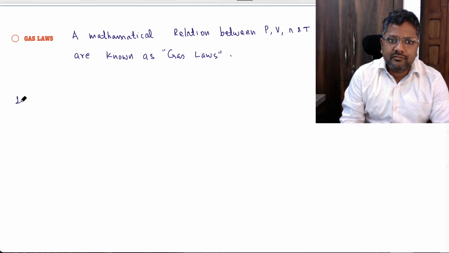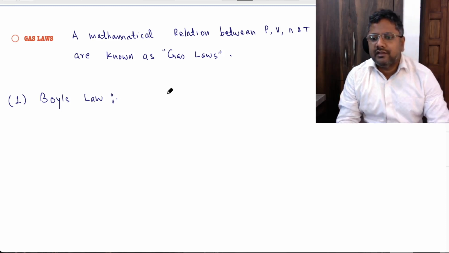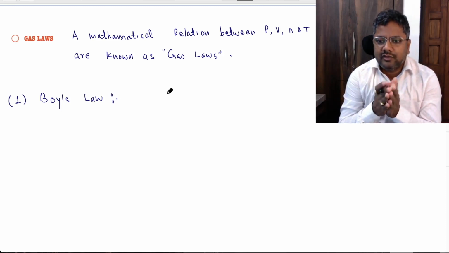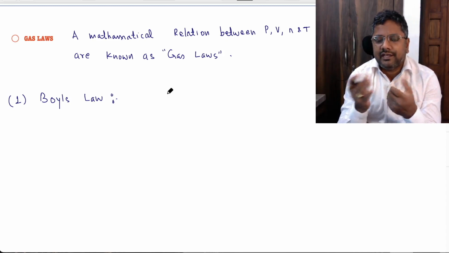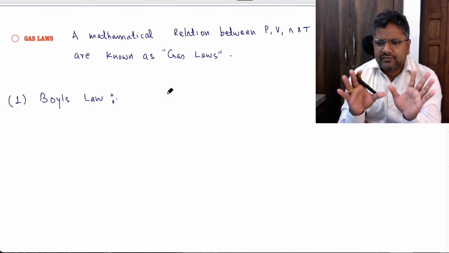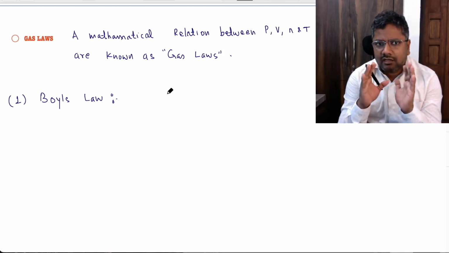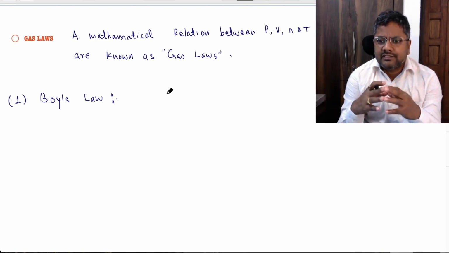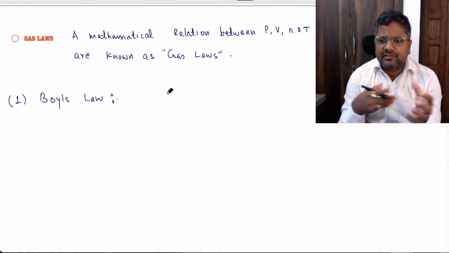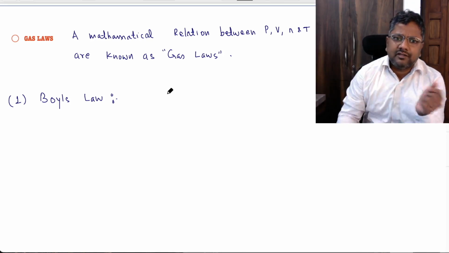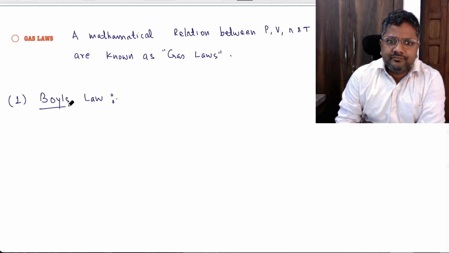So first, I am taking Boyle's law. Boyle's law: a relation between pressure and volume of a gas if T and N are constant. Basically, these four variables are there. All variables always exist in a system when you take a gas in a system.